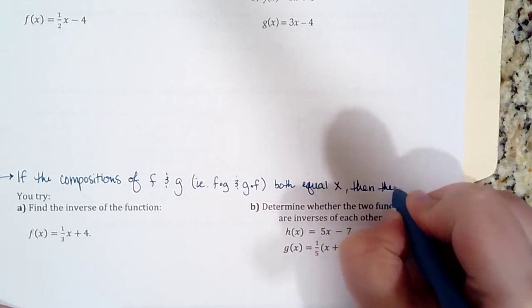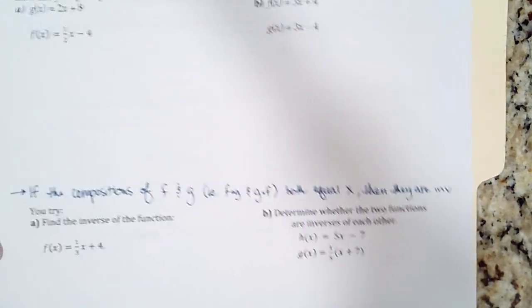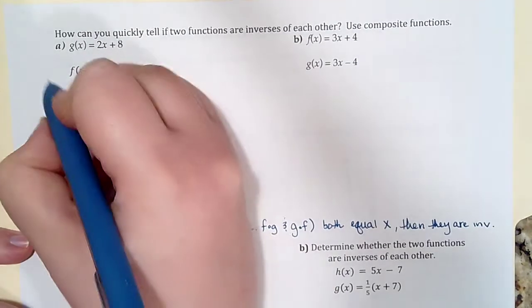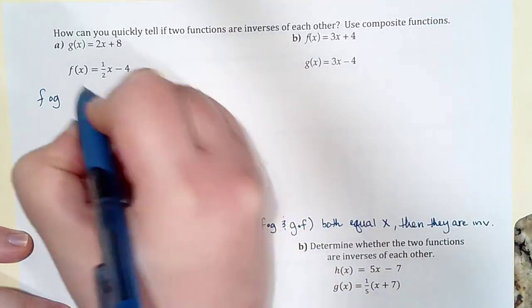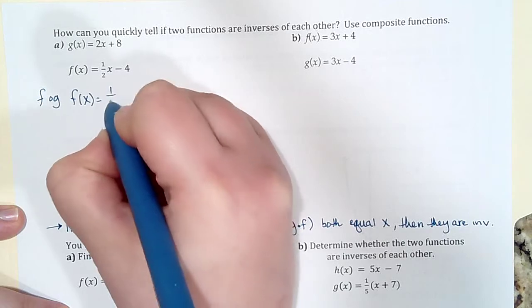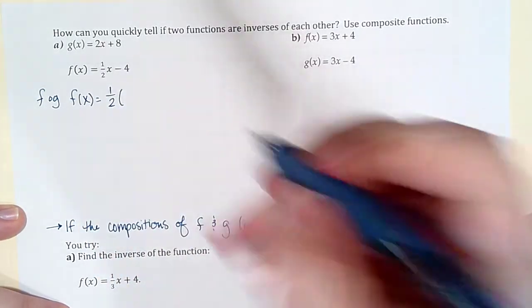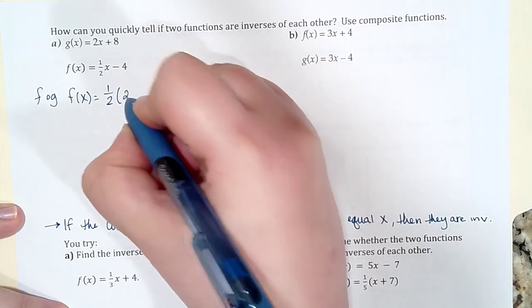Then they are inverses. All right, lots of words. Here's what it means. Let's take g of x and f of x. The first thing I'm going to test is f of g. What I'm going to do is take my f of x function and plug in my g of x, the same way that I was doing on the last page and in the previous video.